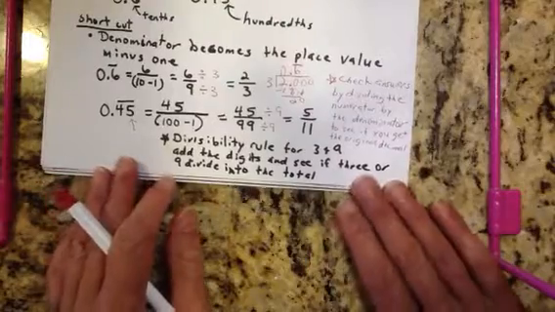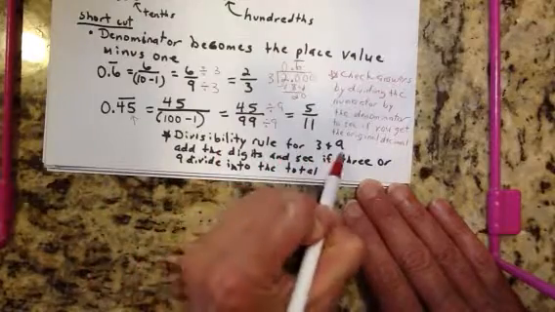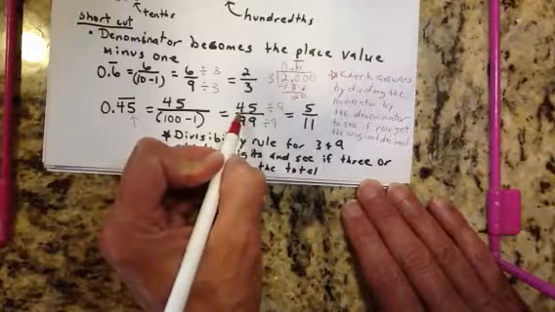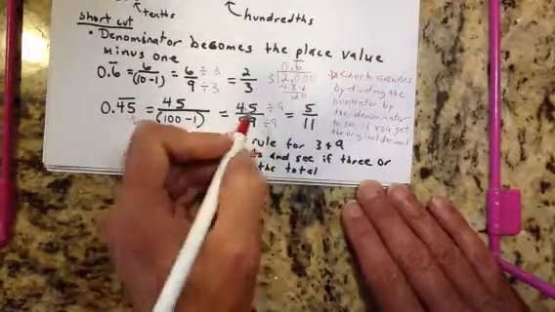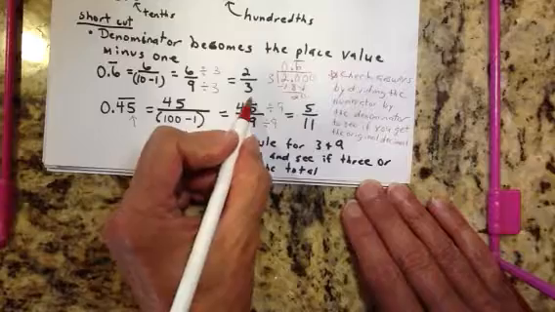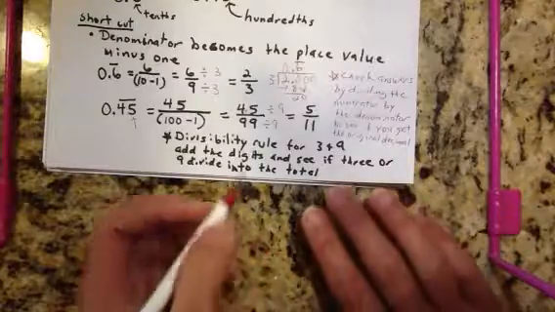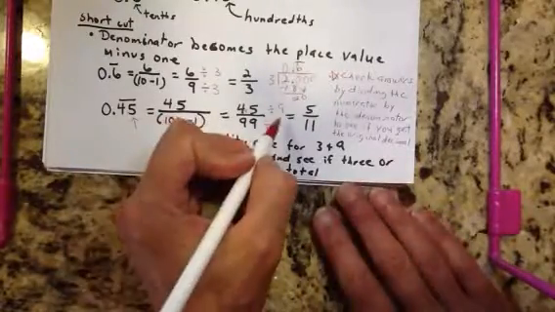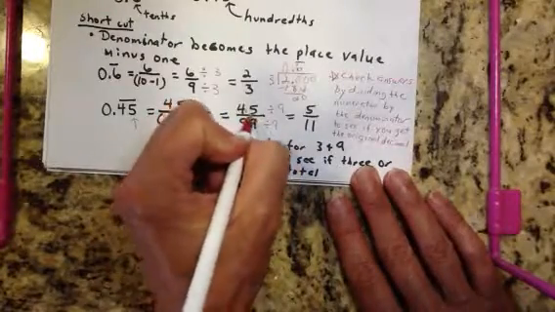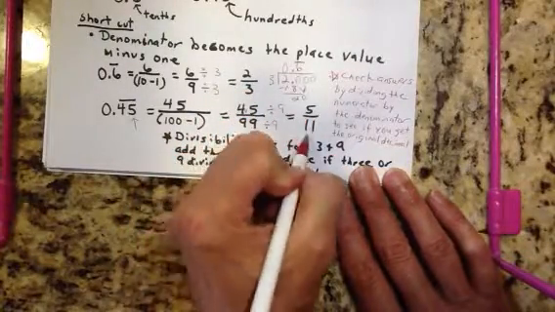And can that be reduced? Well, let me remind you of your divisibility rule. The divisibility rule for both 3 and 9 asks you to add up the digits of a number. So that would be like 4 plus 5 equals 9. And can 3 go into 9? Yes. So this is divisible by 3. Can 9 go into 9? Yes. So it's divisible by 9. Of course, when you reduce, you always want to choose the highest number that can divide into it. So I'm going to choose the 9. And it's obvious that 9 will go into 99. So 45 divided by 9 is 5. And 99 divided by 9 is 11.